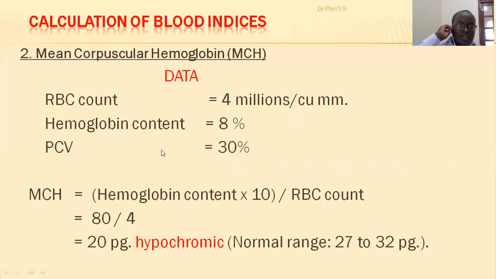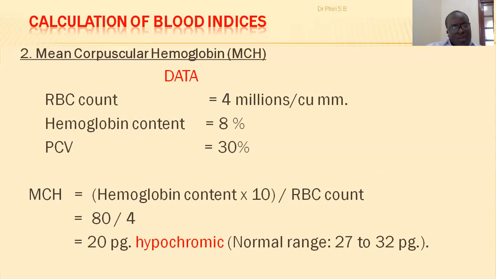So how do you calculate? This is the formula for mean corpuscular hemoglobin, the amount of hemoglobin in each red blood cell. The mean corpuscular hemoglobin is equal to the hemoglobin content multiplied by 10 divided by red cell count. Once you have your hemoglobin content and red cell count, you'll be able to calculate MCH.